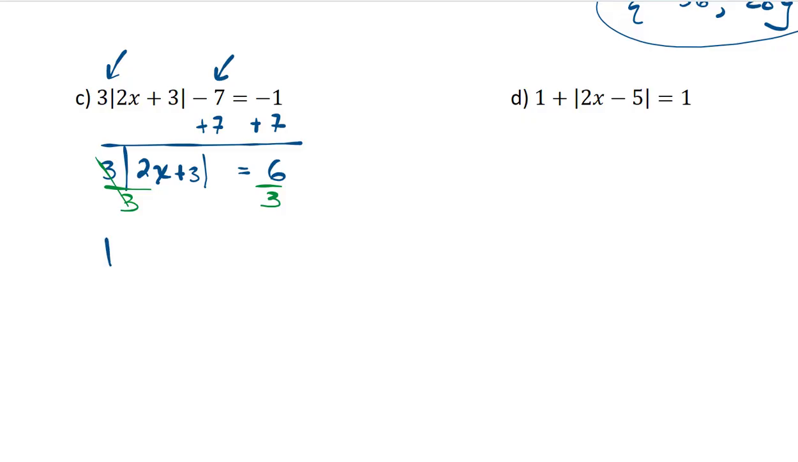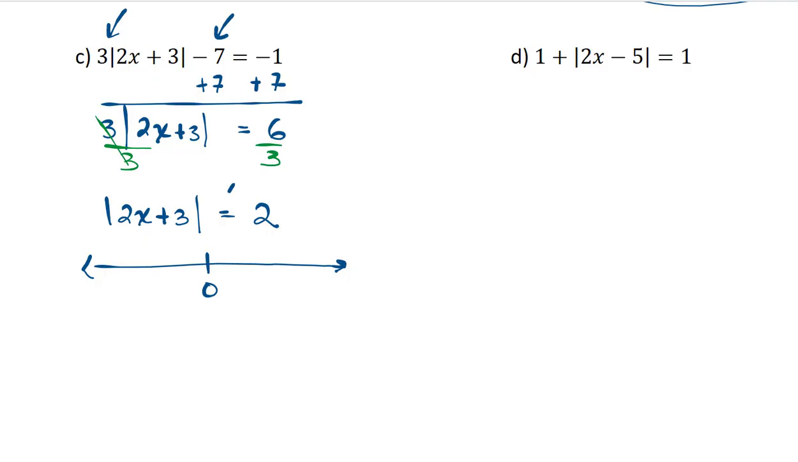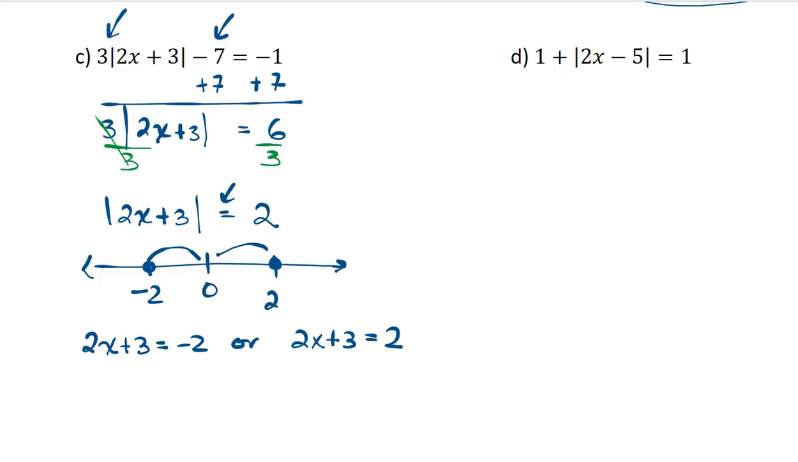Hence, it becomes absolute value of 2x plus 3 is equal to 2. So again, I'm going to sketch out a number line to interpret this. Mark 0. And then we want 2x plus 3 to be precisely 2 units from 0. So a distance of 2 units from 0 is at either negative 2 or positive 2. So 2x plus 3 equals negative 2, or 2x plus 3 equals positive 2.